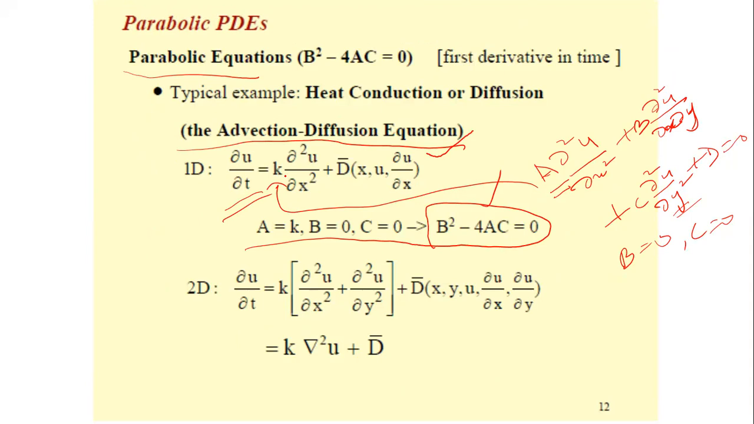So this k is now what is known as ka. Here you don't have del square u upon del x del y, the mixed partial derivative, so b value is 0. And also you don't have del square u upon del y square, so c value is also 0. That means b square minus 4ac is 0. Therefore, this one-dimensional advection diffusion equation is one of the parabolic partial differential equations.